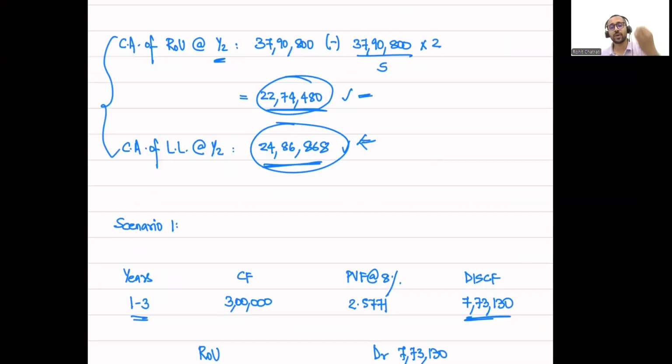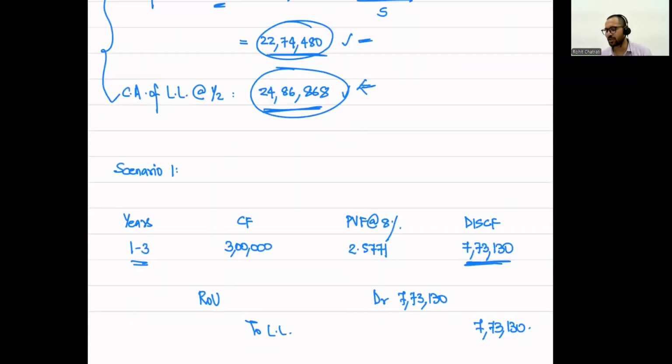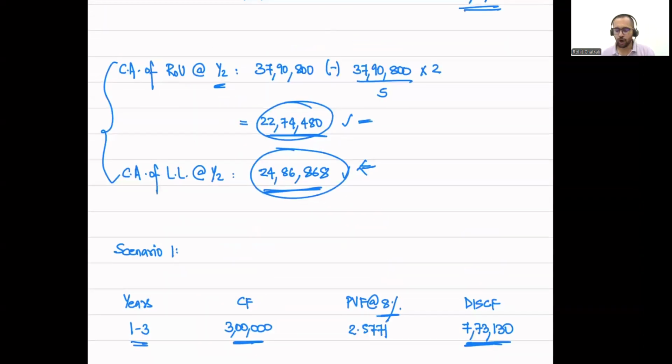All right. In essence, if you actually look at it, we did not even need these amounts, because we are considering this to be a new lease. In a new lease, you basically take the incremental cash flows you're paying, which is 3 lakhs, multiply it with the present value annuity factor at the current discount rate, and we recognize an ROU asset and lease liability of 773,130. We are not touching any of these values.